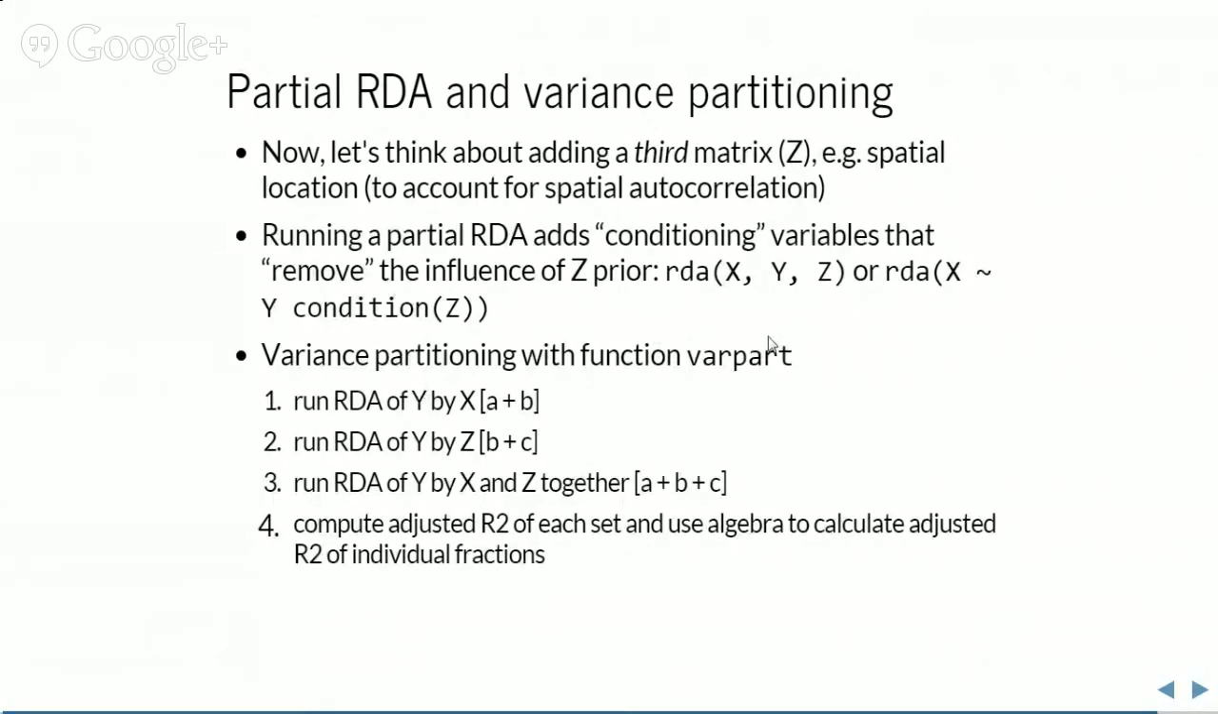You can do this pretty easily with the function varpart in R. It's going to run 3 different RDAs of Y by X, Y by Z, and then Y by X and Z together, and then compute an adjusted R squared of each set, and then just use some algebra to figure out the unique contribution of each explanatory matrix. So that can be pretty useful.